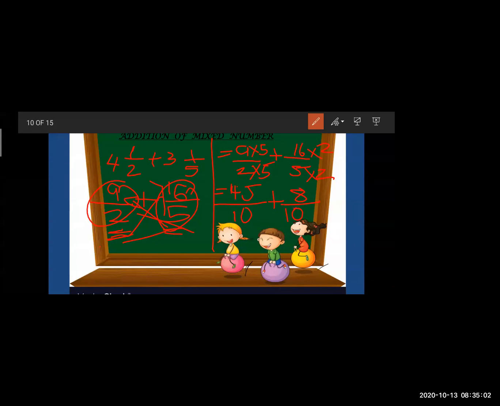So we have got both the denominators the same, 10 and 10. You can see here the denominators were different, 5 and 2, but now we have the same denominators, 10 and 10. Now we can add the numbers easily. 45 plus 8 upon 10. 45 plus 8 upon 10. So 45 plus 8 will be.